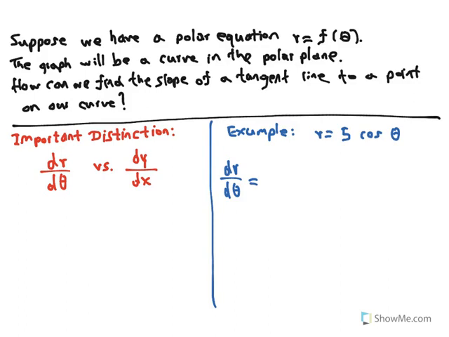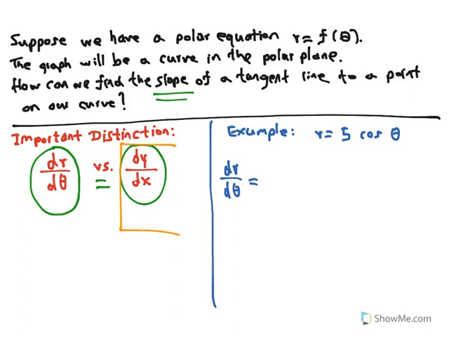Before we answer the question, we should make an important distinction between dr d theta, the derivative of r with respect to theta, versus dy dx. When we're asking how we can find the slope of a tangent line to a point on our curve, we want to find dy dx, not dr d theta. What information will dr d theta give us?